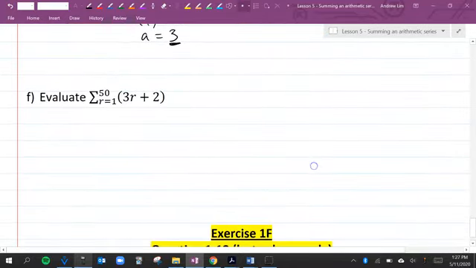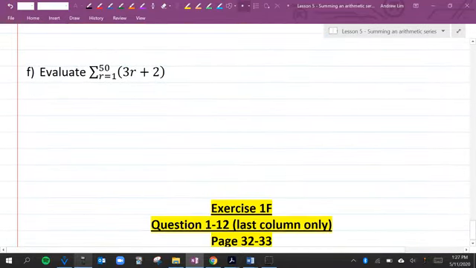Okay, last question. Evaluate the sum of this AP, 3r plus 2, where the first term is when r is equal to 1, and the last is when r is equal to 50. So here, we can think about it as working out what the first term is. The first term is when r is equal to 1, so 3 lots of 1 plus 2, which is 5. The last term is the 50th term, when r is 50, so we can do 3 lots of 50 plus 2, which is 152.